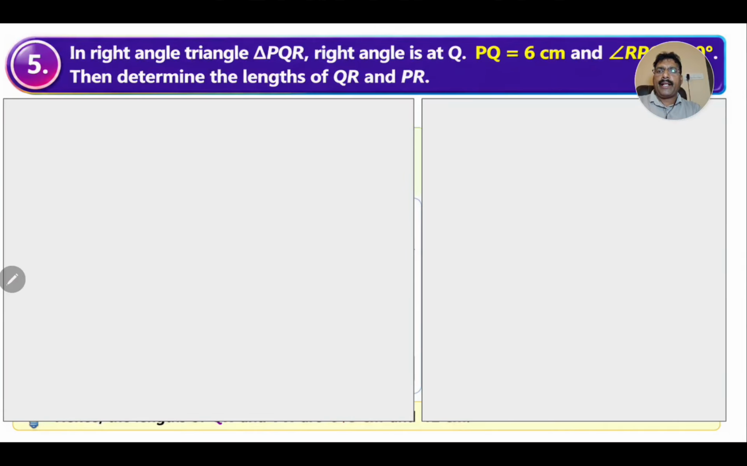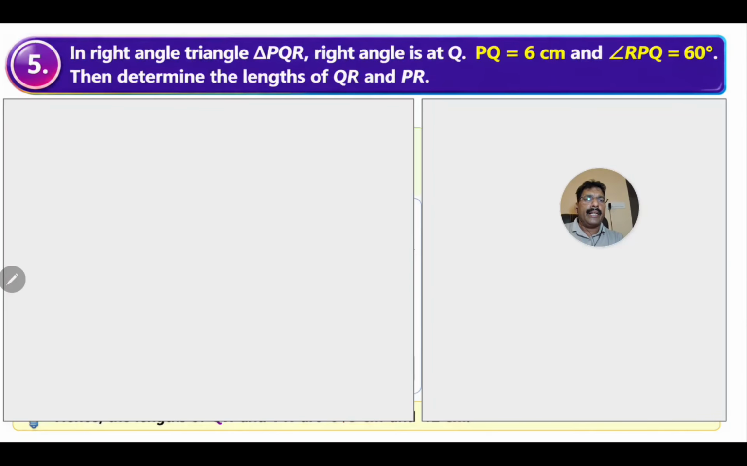See here, in right angle triangle PQR, right angle is at Q. PQ is equal to 6 centimeters and angle RPQ is equal to 60 degrees. Then determine the lengths of QR and PR. See this question, right angle triangle given here, right angle at Q.